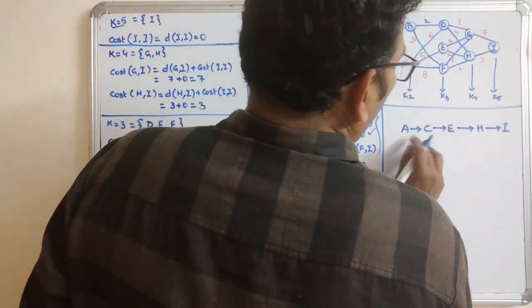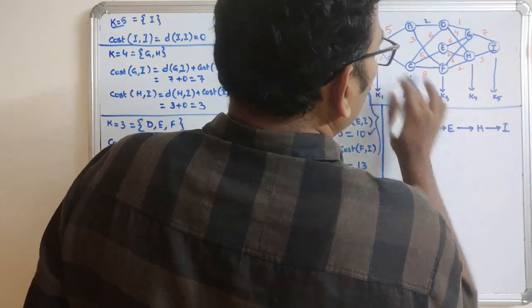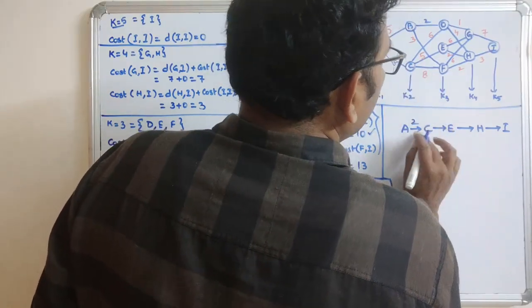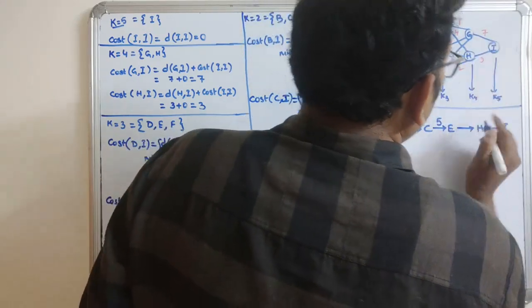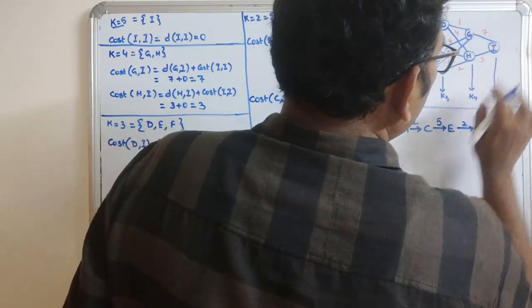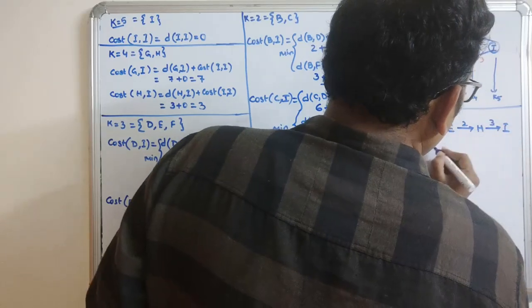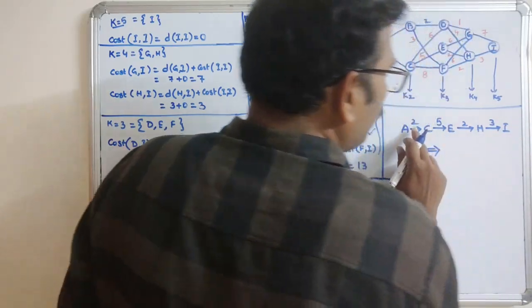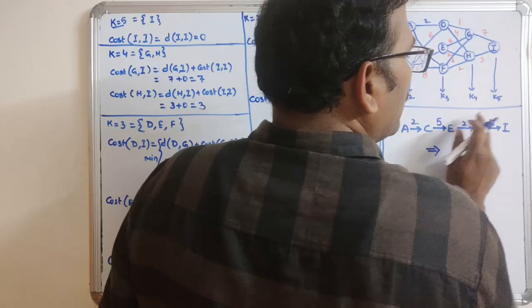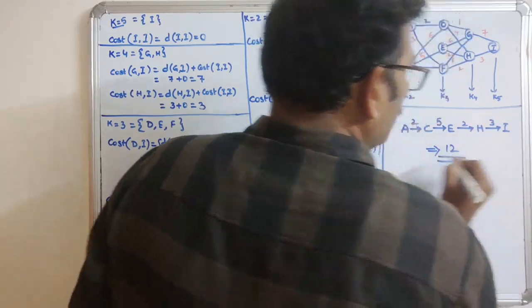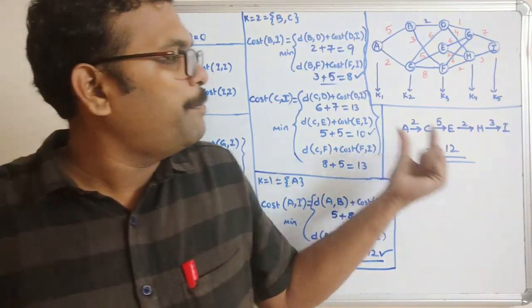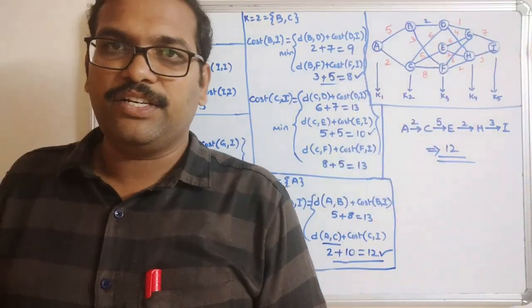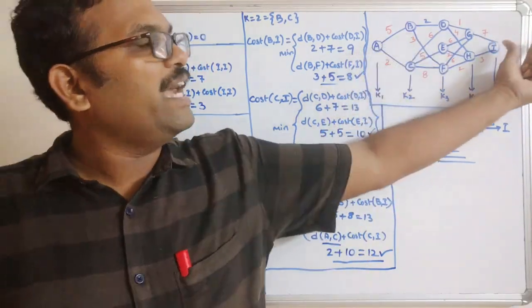Let us find the weights here. A to C is 2, C to E is 5, E to H is again 2, and H to I is 3. This gives the total cost of 2 plus 5, 7, plus 2, 9, plus 3, 12. This is the minimum cost of a path from source to destination. So here A is the source and I is the destination.